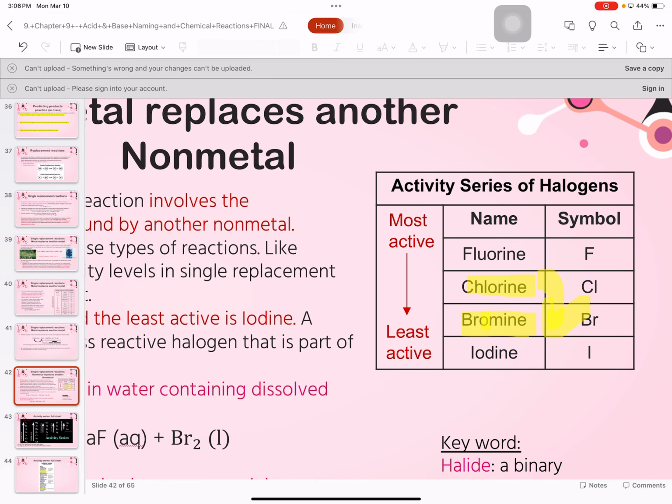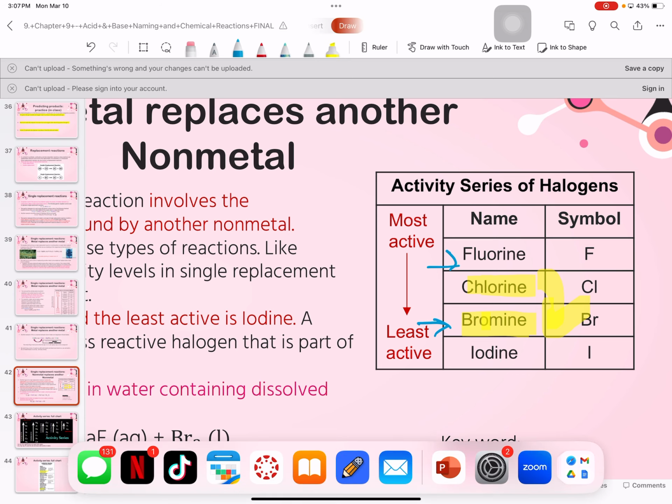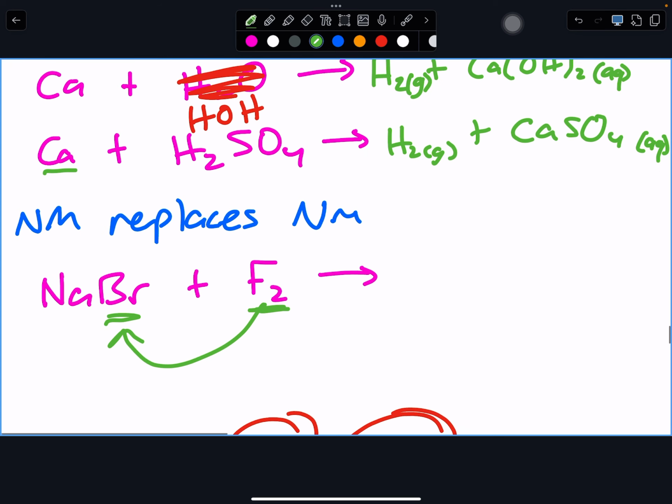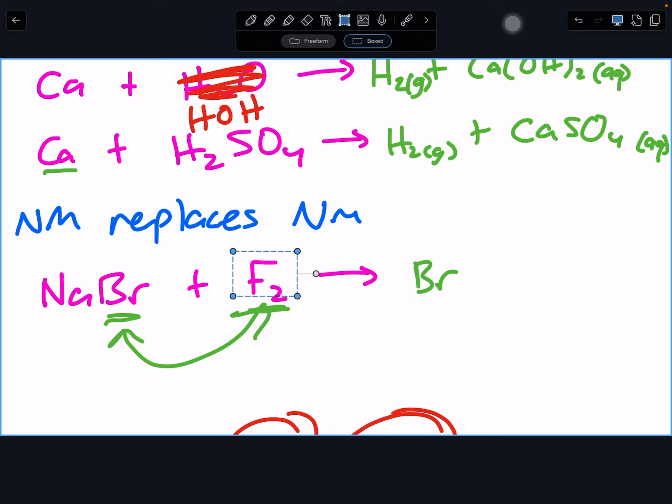Can fluorine replace bromine? Yes, fluorine can replace bromine because it's higher on the list. So they switch places, and who's by himself now? Wait, no. Non-metal replaces non-metal, so fluorine is replacing bromine. Bromine is by himself, because Na is going over here, and then bromine is going over here.